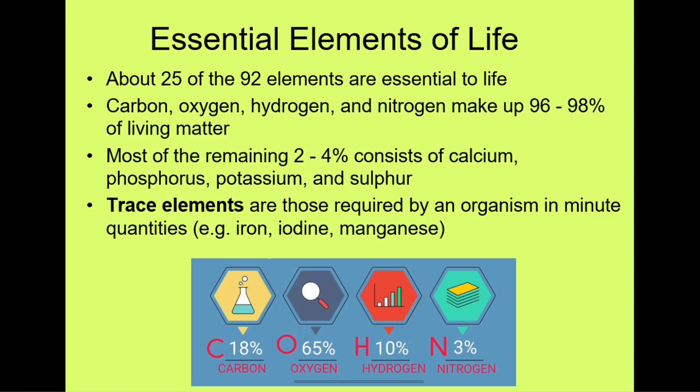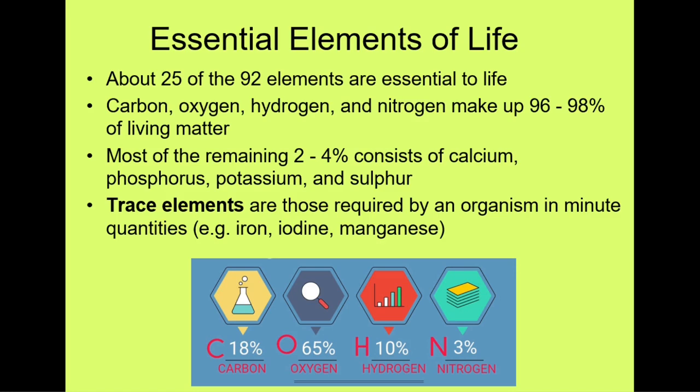Iron, I'm sure you're all familiar with, is an important component of hemoglobin, which enables our blood to carry oxygen around the body. And it's also what gives blood the red coloration. Iodine is another one. It's really important to the thyroid gland, so it's very important in helping to regulate metabolism, mood, and energy levels.